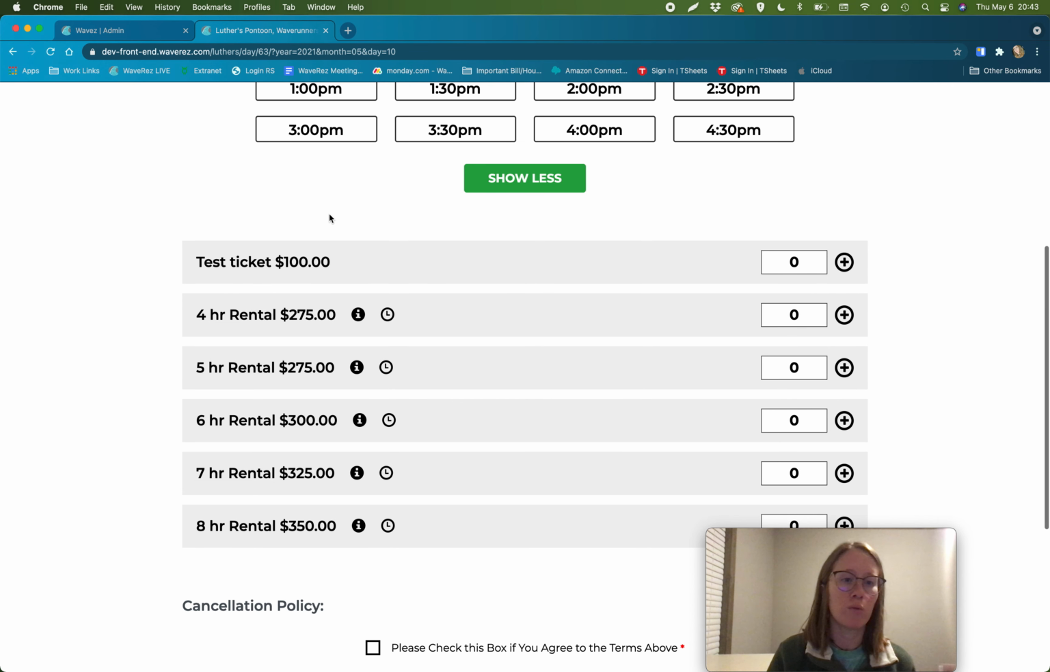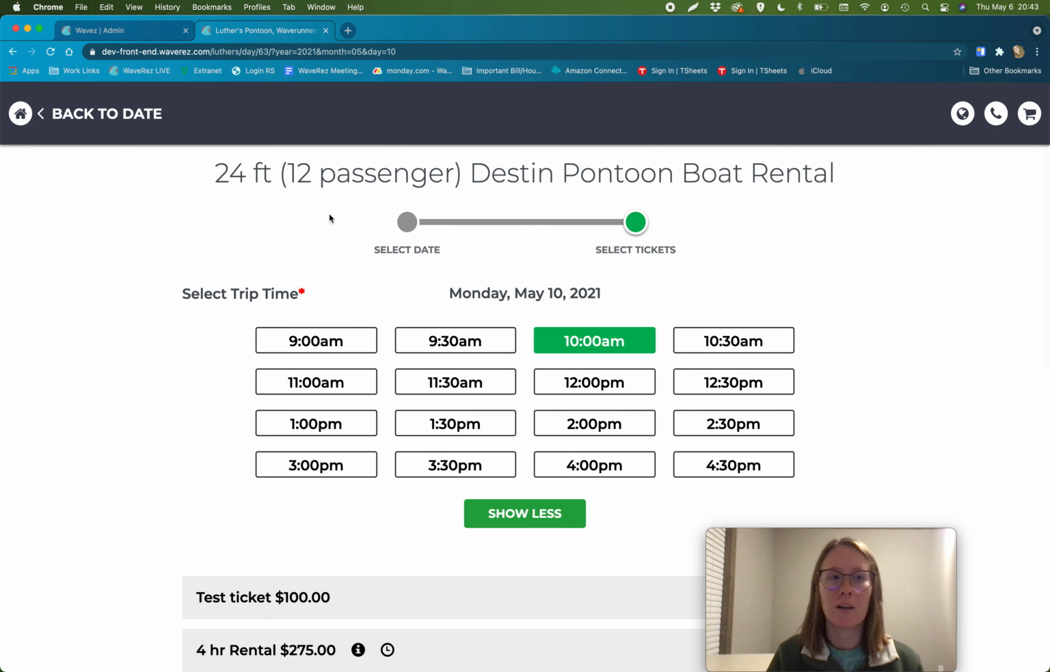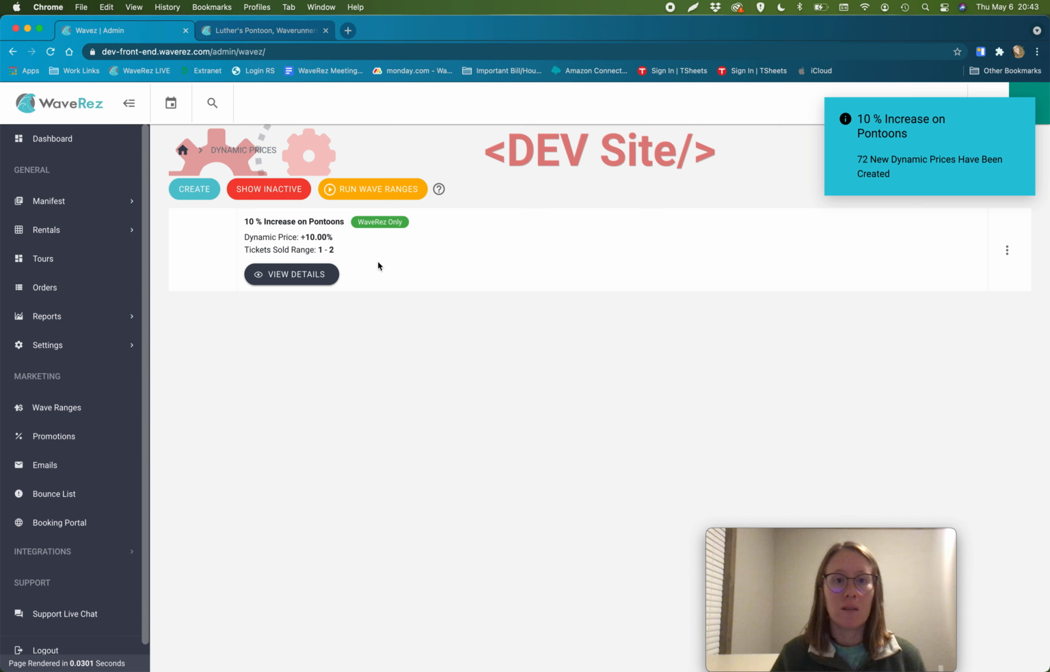Now you can have multiple ranges for multiple different types of tickets, or you can have one range that runs all different types of tickets. There's a lot of options there. But that is how the customer side would see it and how things would work if you used it manually. Or say I made this reservation tonight and we're looking at it tomorrow, that price would increase automatically overnight when the system processes the WaveRanges automatically.